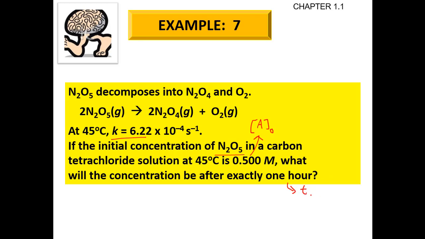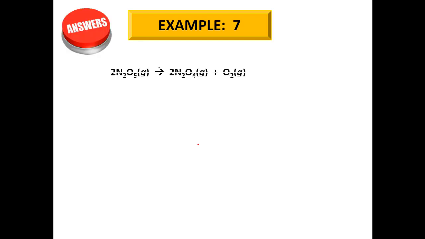Sorry, dia nak kita cari concentration after 1 hour. So time given 1 hour, kita kena tukar kepada second. Concentration yang kita nak cari, which is concentration at time t. So again kena tentukan dulu order of reaction sebelum kita proceed. Dia punya unit adalah per second. Per second maksudnya dia adalah first order reaction. Dan time dia sekarang dalam second. Soalan bagi 1 hour, so kita kena tukar hour tu kepada second.